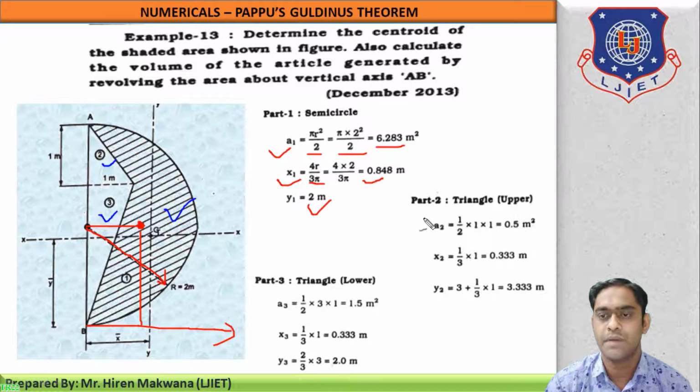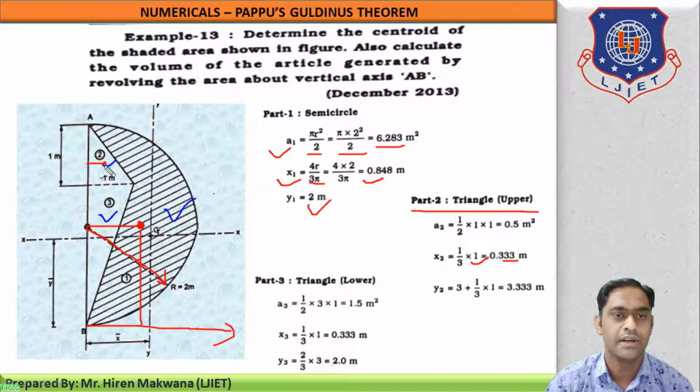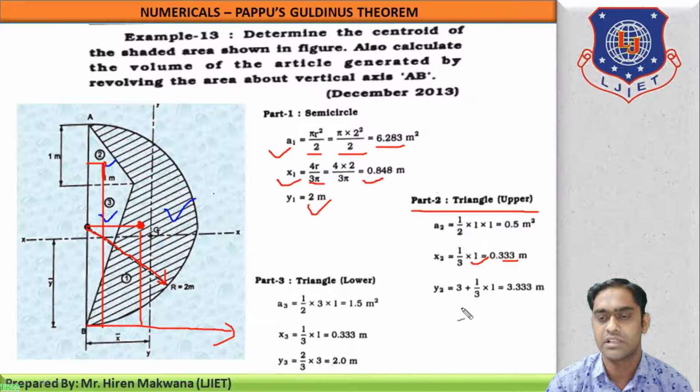Now what is part 2? It is the upper triangle. The CG of the triangle is somewhere over here. From the vertical height, it is base by 3, meaning 1 by 3, which is 0.333 meter. From the bottom, it is height by 3, meaning this 1 by 3. And to the x-axis, it will be 3 meter. So 3 plus 1/3 of 1 is equal to 3.333 meters.